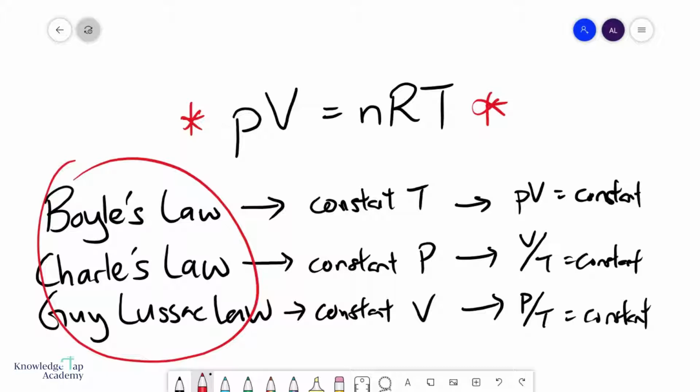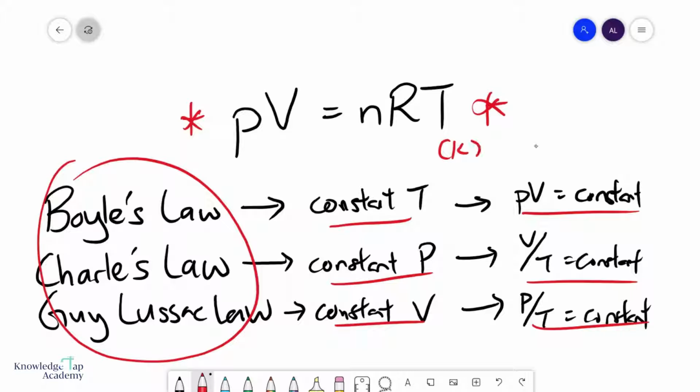But basically, they investigated how an ideal gas should behave under different conditions, and they realized that these things were true. And if you combine these three laws together, you would get PV = nRT. Note that T is in kelvins, n is in moles, V is of course in meters cubed, and P is of course in pascals.